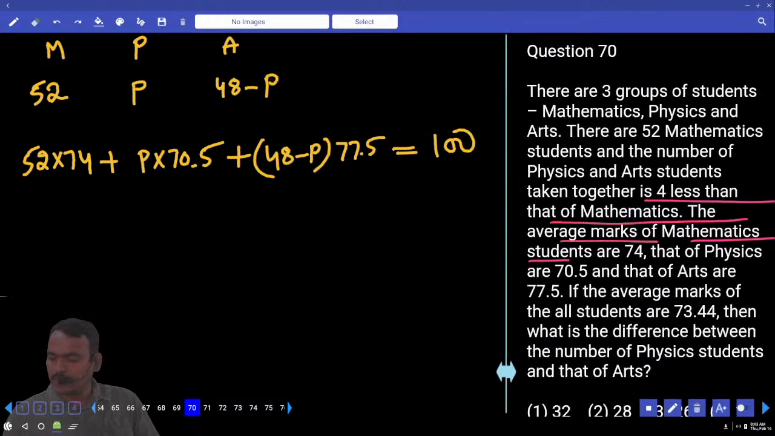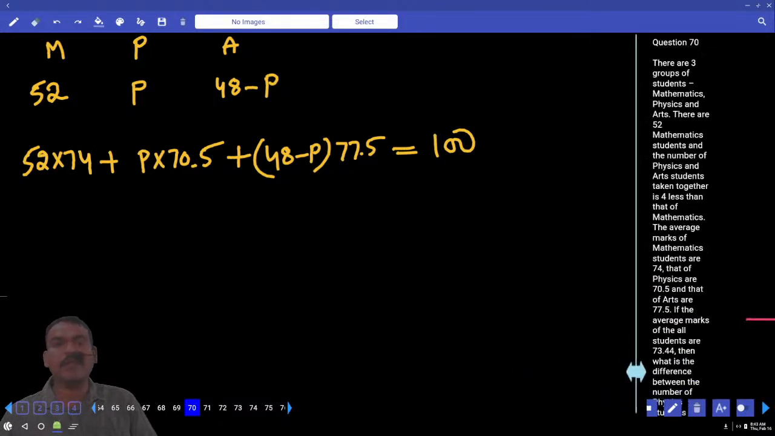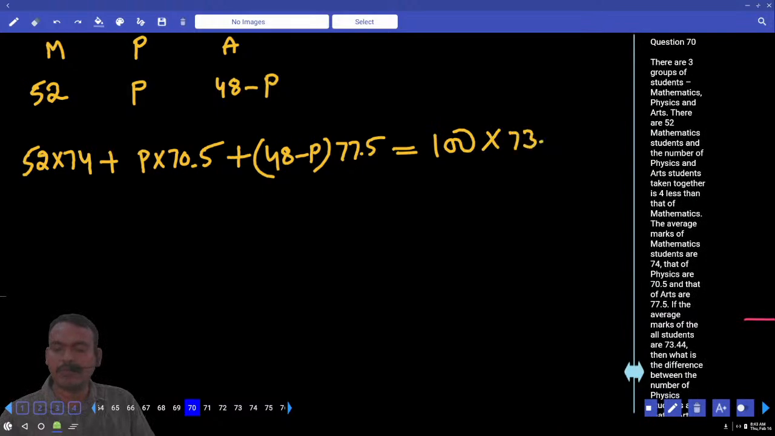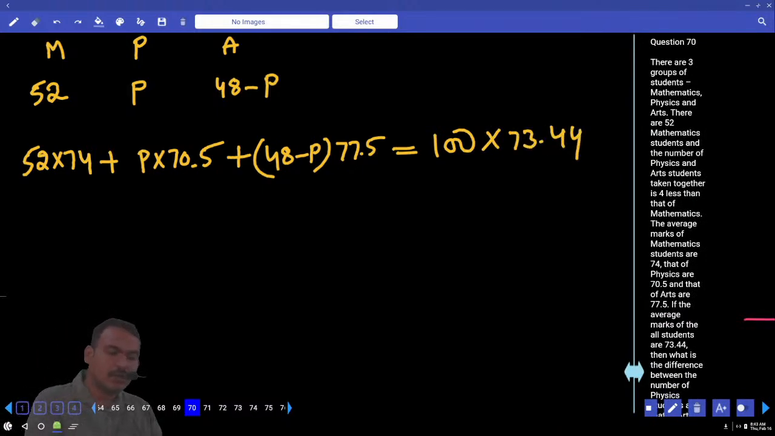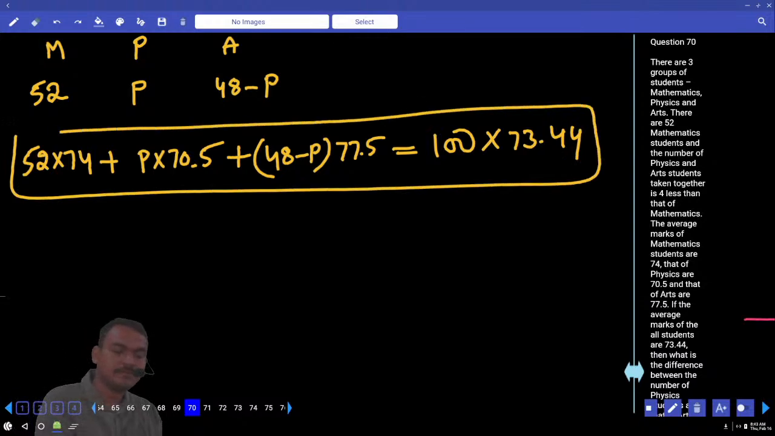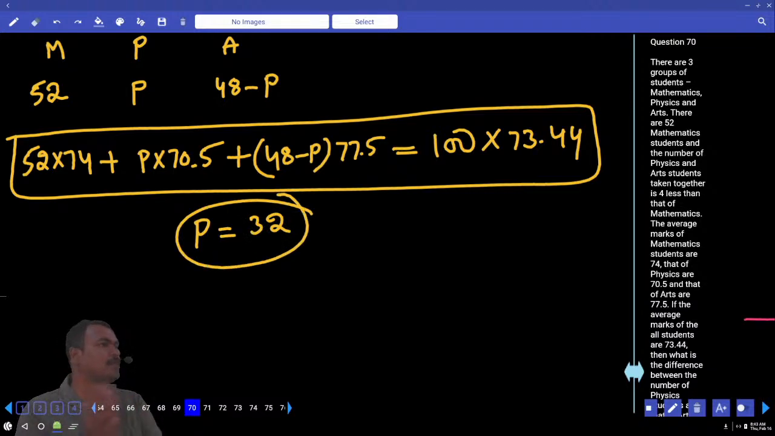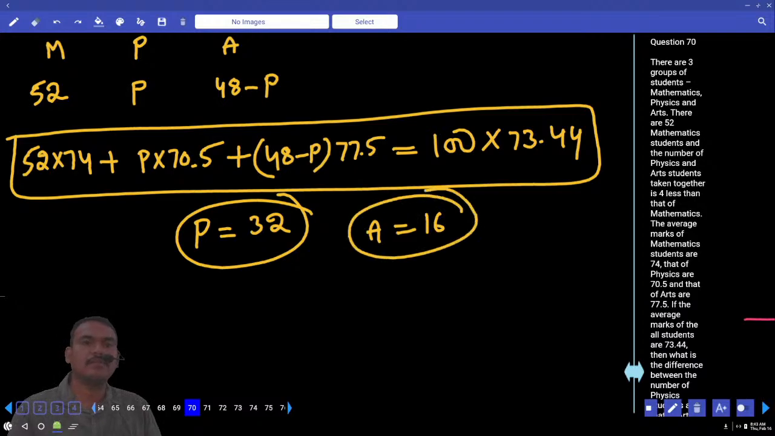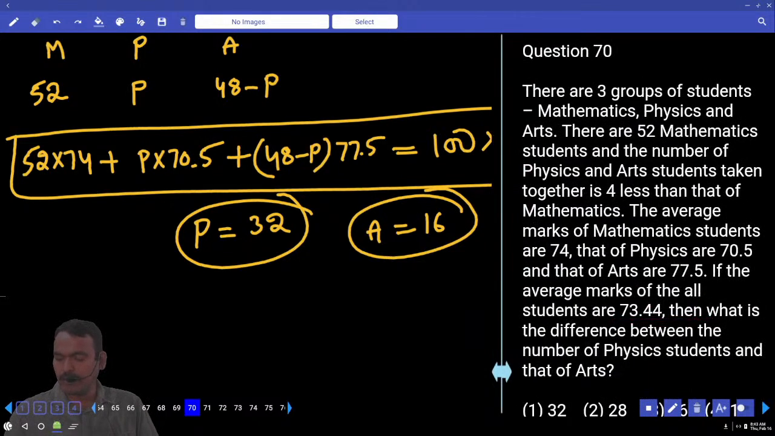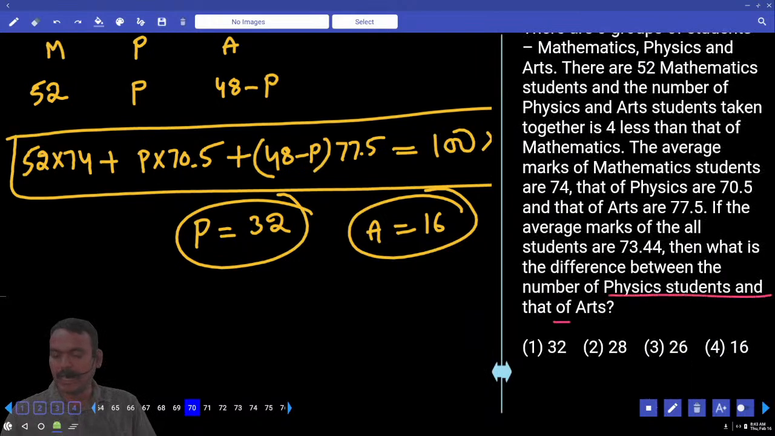What is the average of the 100 students? 73.44. 100 into 73.44. Solving this one, we get the P value or not? Yes or no? P means number of students in physics. Suppose the P value we are getting is 32. Solving this one, we get the P value 32. If P value is 32, arts value is 16 or not? Arts value 16. What is the question here? Difference between number of physics students and art students. How many students is the difference? 16.